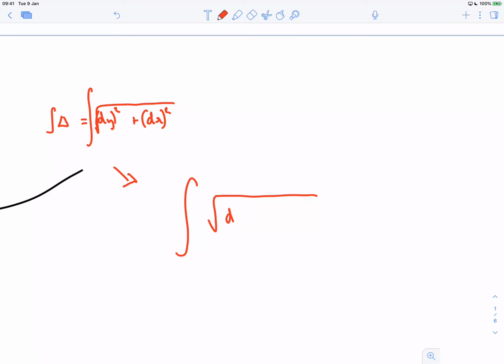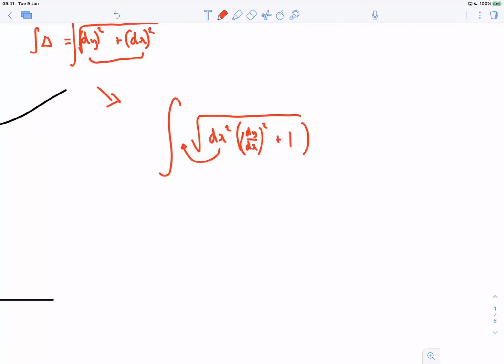that if I take a factor of dx squared out of this thing, I will have dy over dx all squared, but then I'll also have a plus 1 here. And now if I take that dx squared outside by square rooting it, I'll have the integral of the square root of 1 plus the derivative squared dx. And this is between b and a. And now I've got a nice little equation for my curve length on the interval.